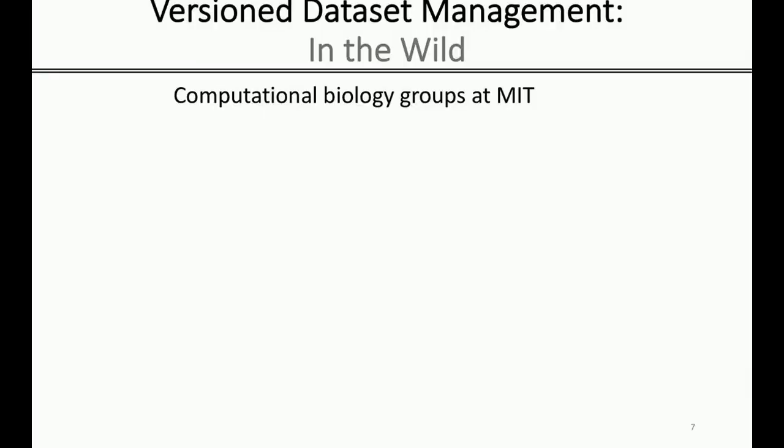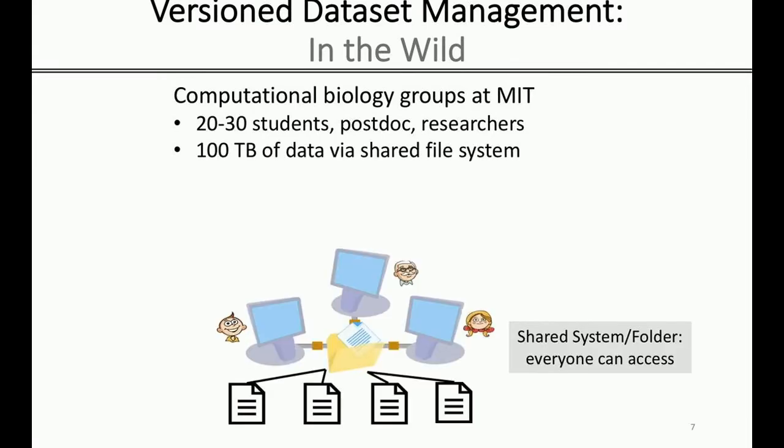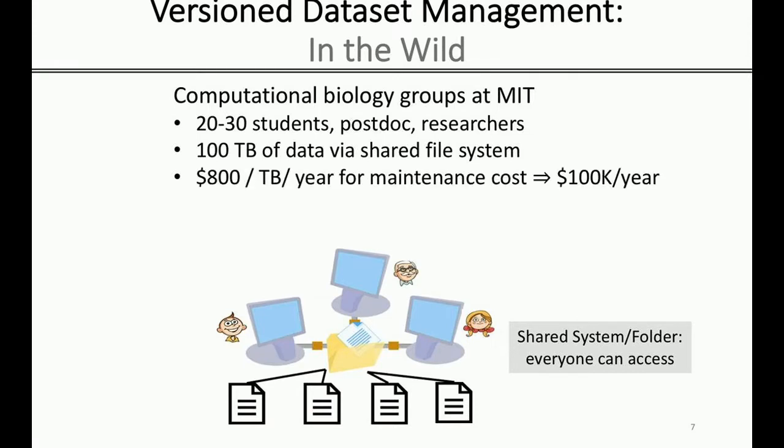So how are these versions managed in each organization? Here I will show how data is managed in a computational biology group at MIT. Typically there are around 20 to 30 students, postdocs and researchers, with around 100 terabytes of data shared via a file system. Each terabyte of data costs around $800 per year for maintenance from a local storage provider, for unlimited read and write access. This amounts to around $100,000 per year, which is a large amount for an academic research group.